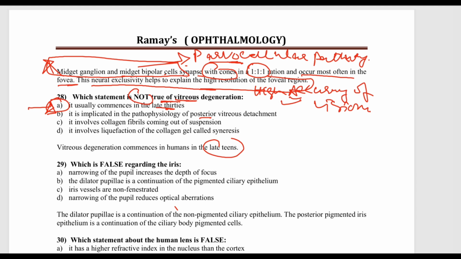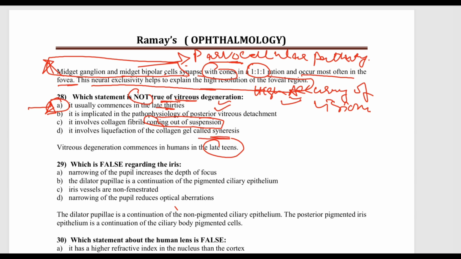Vitreous degeneration is involved in the pathophysiology of PVD. Collagen fibers come out of suspension, okay, and there is liquefaction of the collagen, which leads to syneresis.